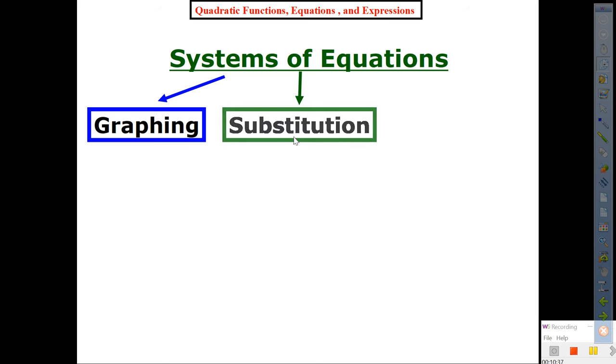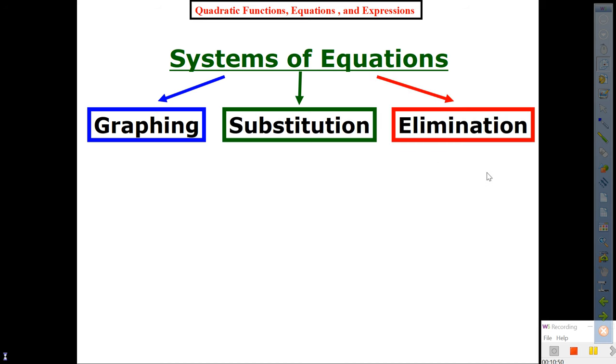By substitution, which is the one we've been using on the warm-up, yes. And the third one, did we cover that? We haven't covered that, but it's in Algebra 1, hopefully you remember. It's called elimination or combination, where you combine both equations, and then all of a sudden you find a solution, and so on and so forth.